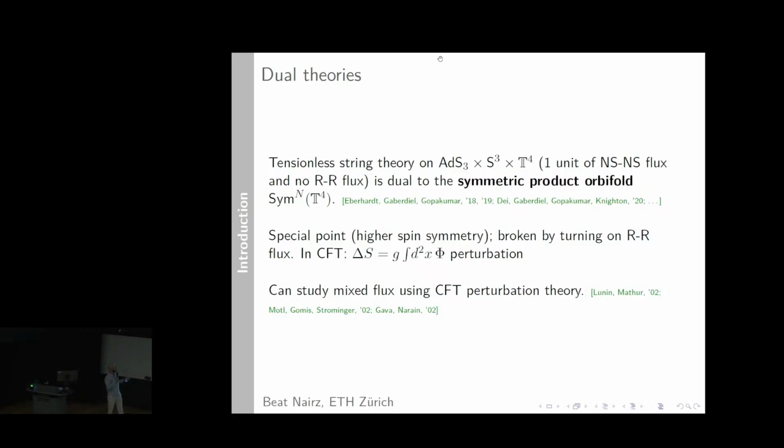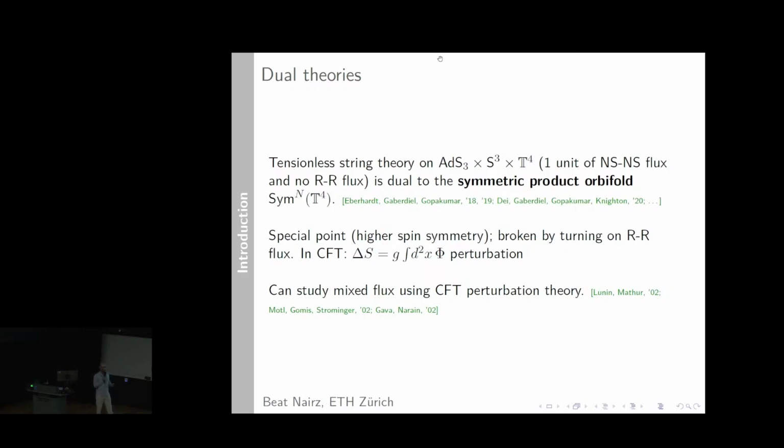For example, this tensionless string theory has a higher spin symmetry, and as soon as you turn on mixed flux, this can no longer be the case. It becomes quite difficult to study using worldsheet methods, but we know that it's the same as the CFT, and so this perturbation of turning on the RR flux is simply an exactly marginal coupling. And so we can study this perturbed CFT using the more well understood framework of CFT perturbation theory.